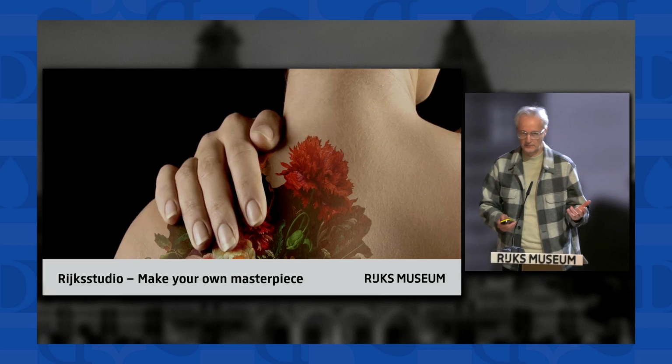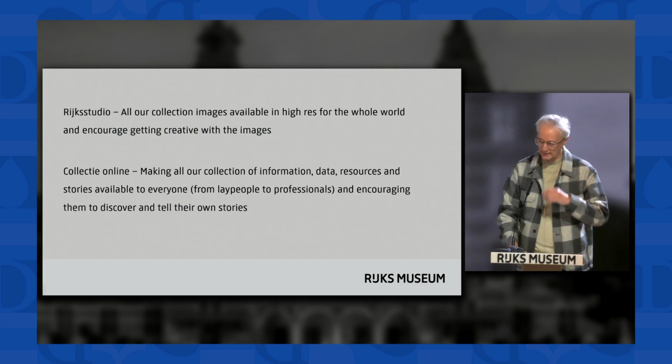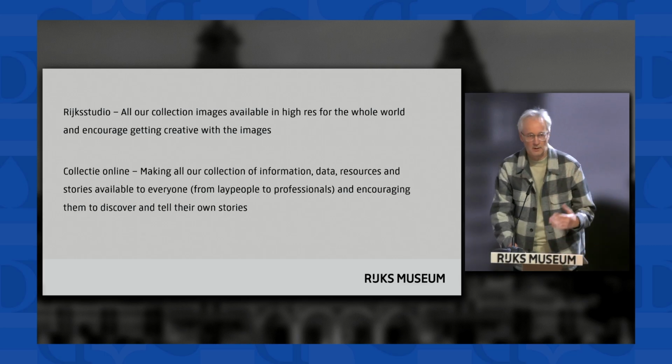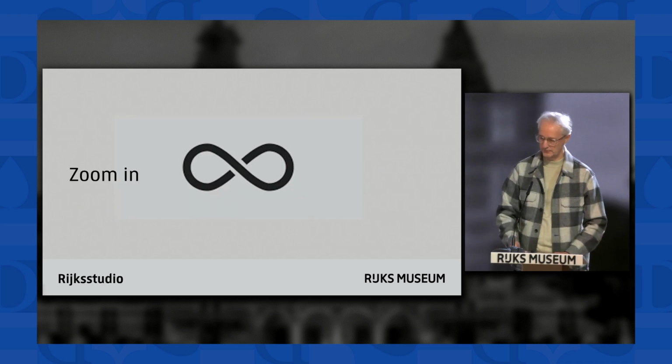Well, we have Rijksstudio. It was groundbreaking, I think. And what we did is we made all our images available online for the whole world and encouraged getting creative with the images. Now, with collection online, we're making all the collection information, data, resources, and stories, everything we have, available for lay people and professionals. So that's very challenging in one user interface. And we also encourage people to discover and tell their own stories, not only get creative, but tell their own stories. Rijksstudio was really about zooming in, high-res pictures, full screen.